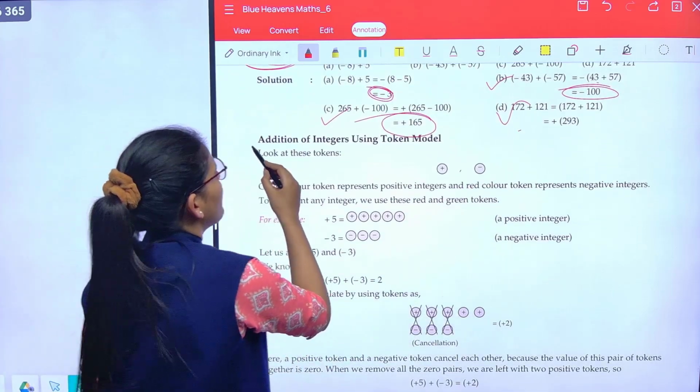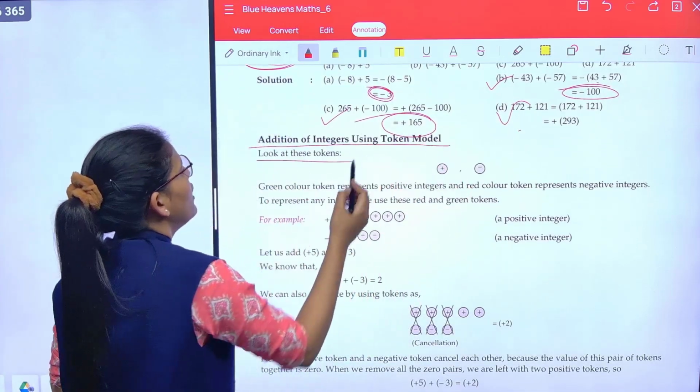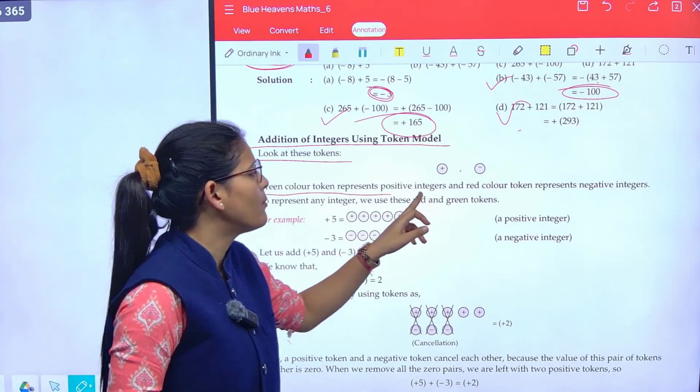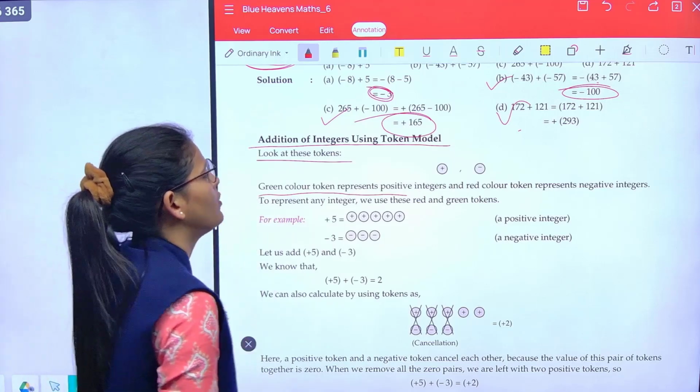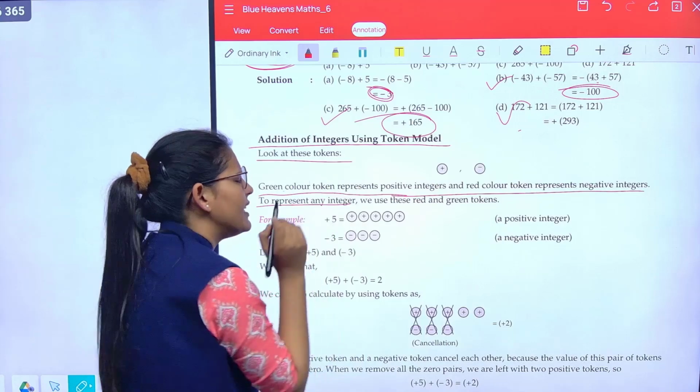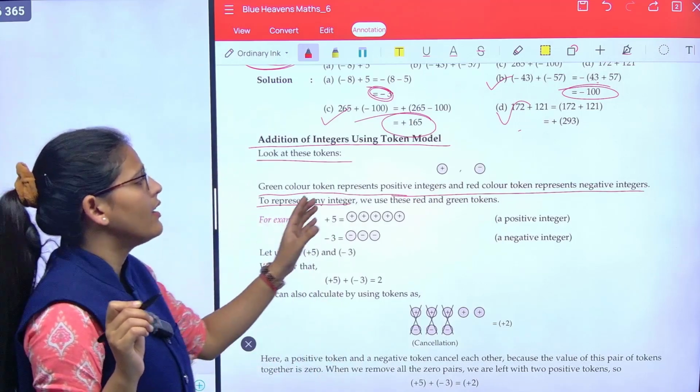Now C part, 265 plus minus 100, so 165, and yes, D part. Come on, addition of integers using token model. Look at these tokens, plus and minus. Now class, green color tokens represent positive integers and red color tokens represent negative integers.